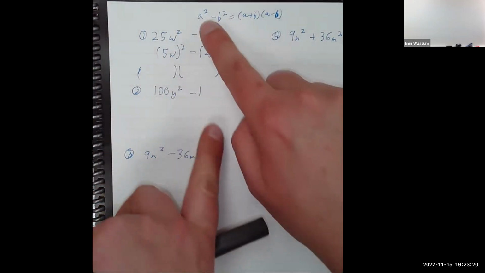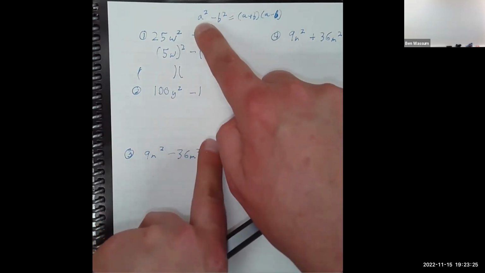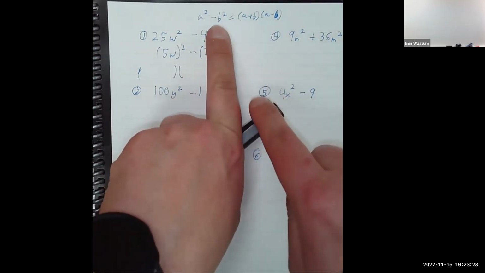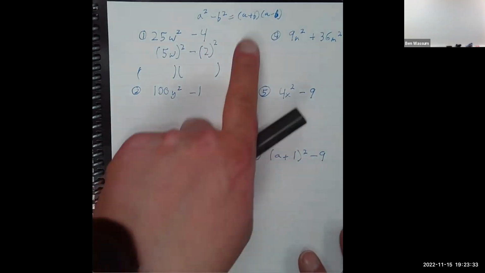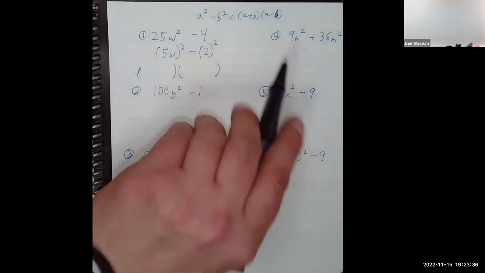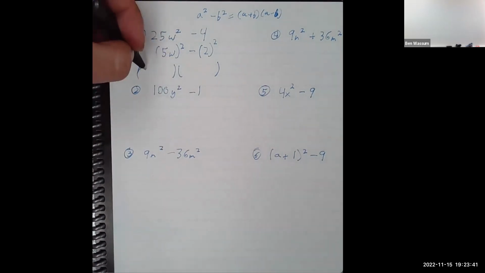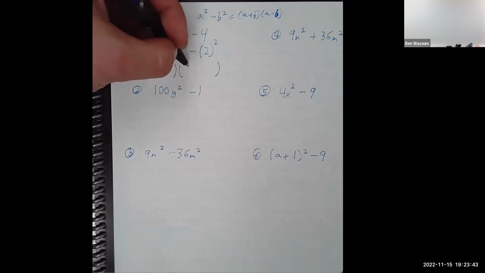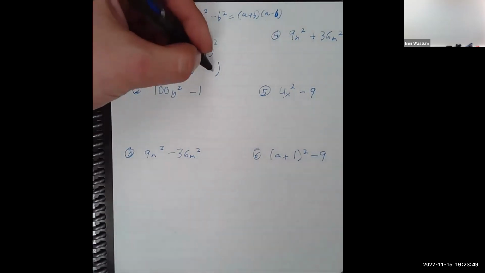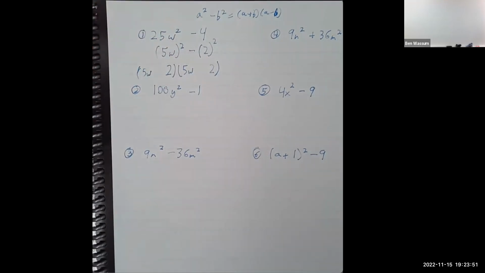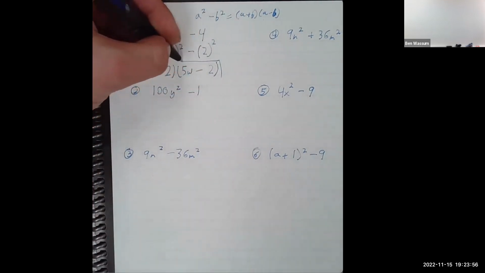So, according to the formula, when I have a perfect square minus a perfect square, the square root of the first one goes on the fronts. The square root of the last one goes on the lasts. And then a plus and a minus. And since they're the same terms, it doesn't matter which one has a plus and which one has a minus. So I have a 5W on the front of both of them, and then a 2 on the back of both of them. Put a plus in one, put a minus in the other, and we have successfully factored.